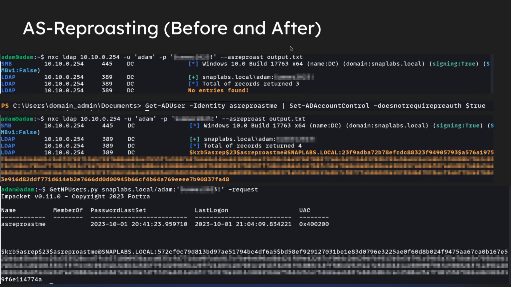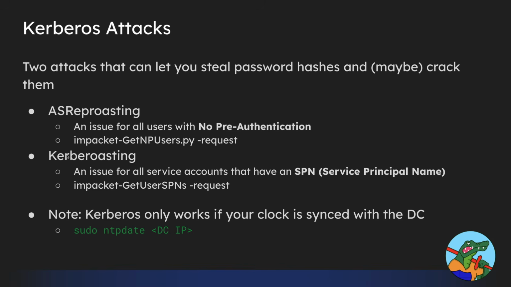Now these are both things that you can discover with NetExec. You can AS rep roast and you can Kerberoast. You can also use Impacket, or you can look in Bloodhound, and there's a query in Bloodhound that'll tell you all the Kerberoastable users and all the AS rep roastable users.